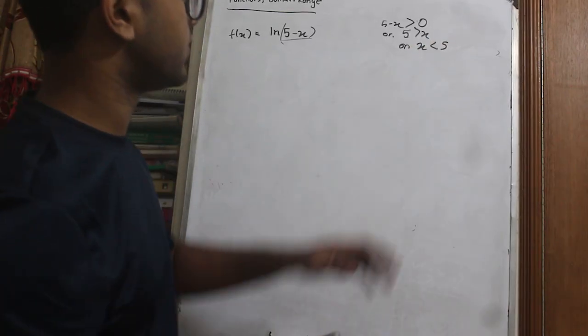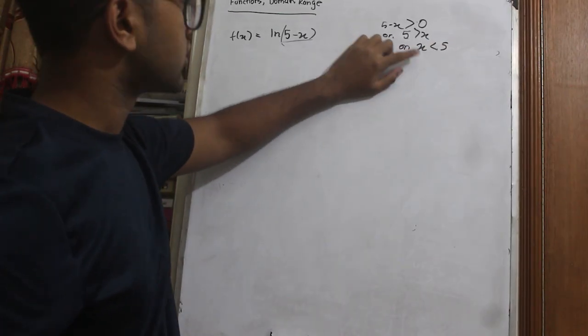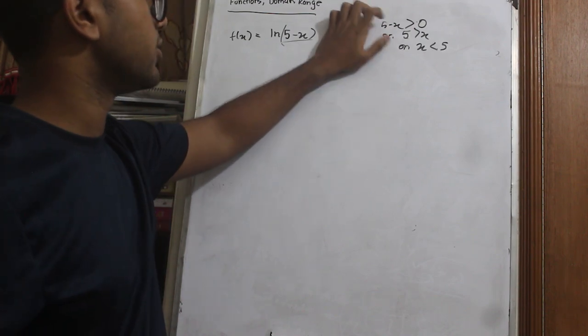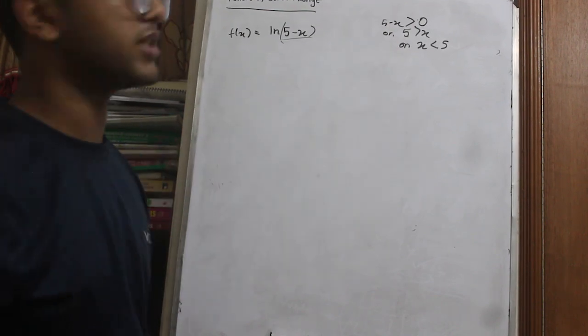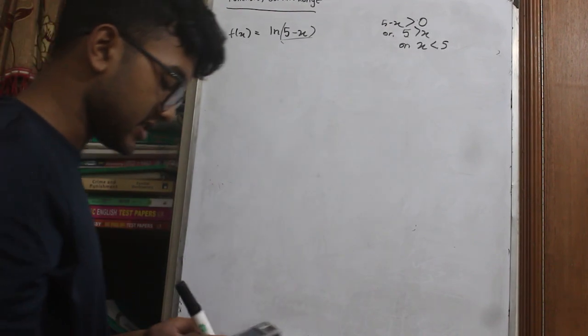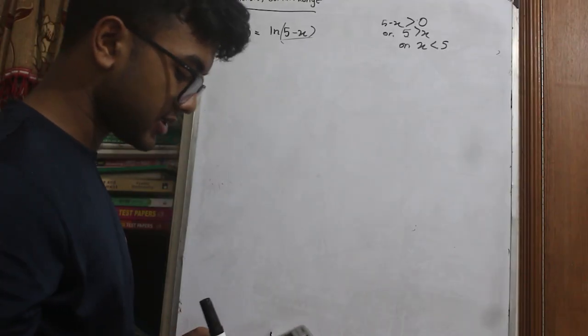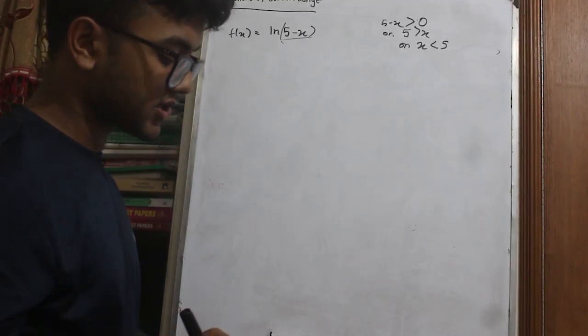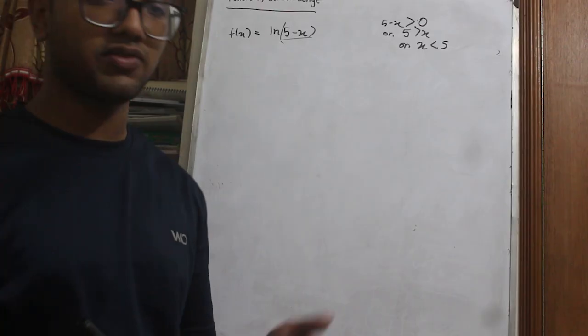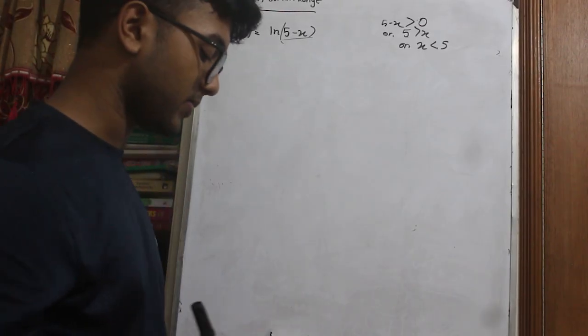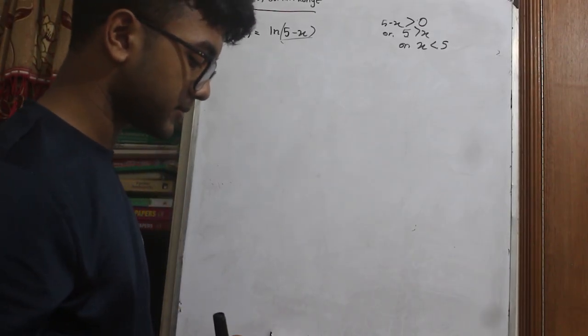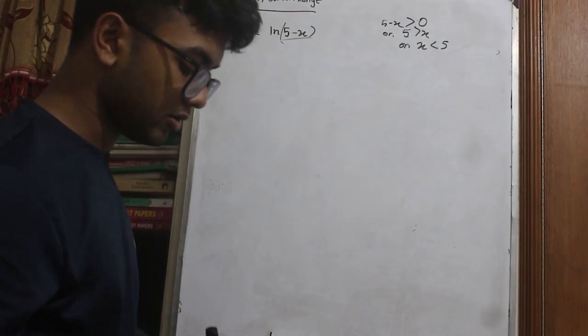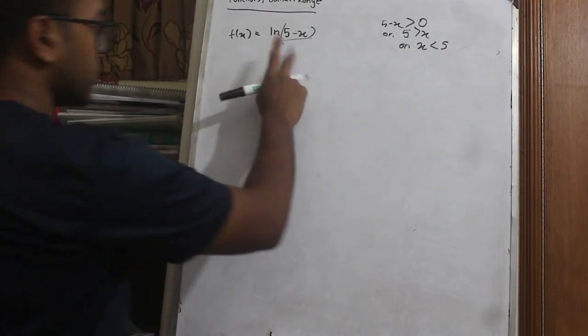So what is the domain? 5 minus x has to be greater than 0, or x is smaller than 5. Let's just put that in and see if that is correct. Minus 5 is a value that is obviously lower than 5. Minus 5, it has a value. 0, it also has a value. So this one is correct.